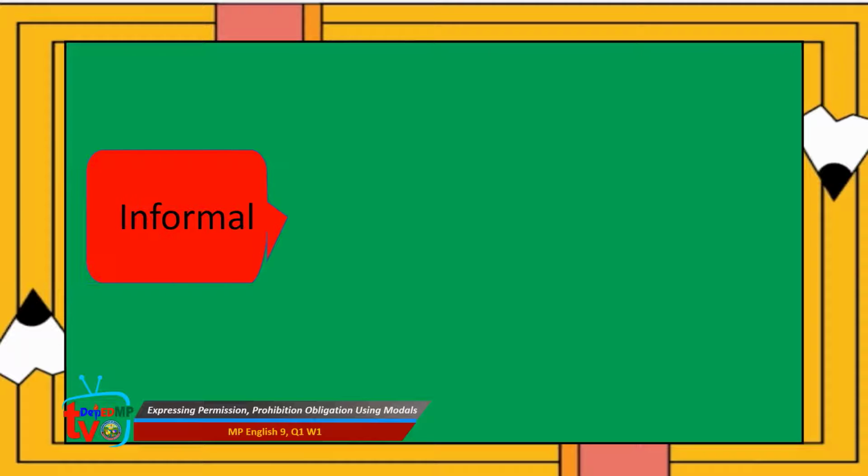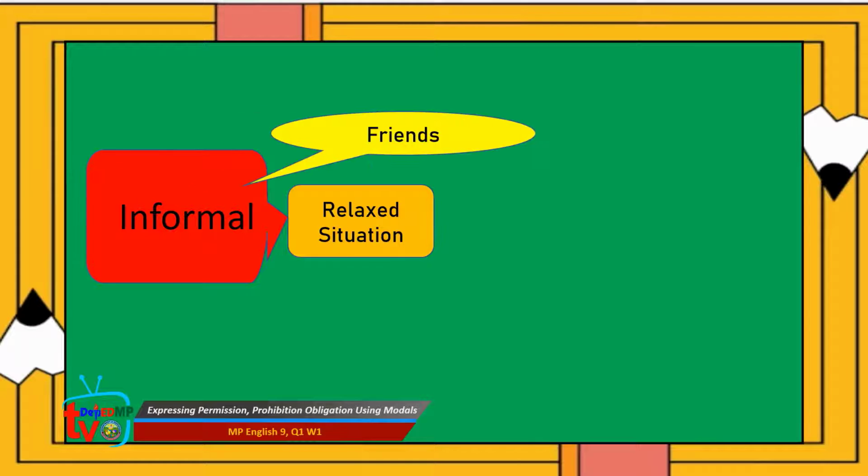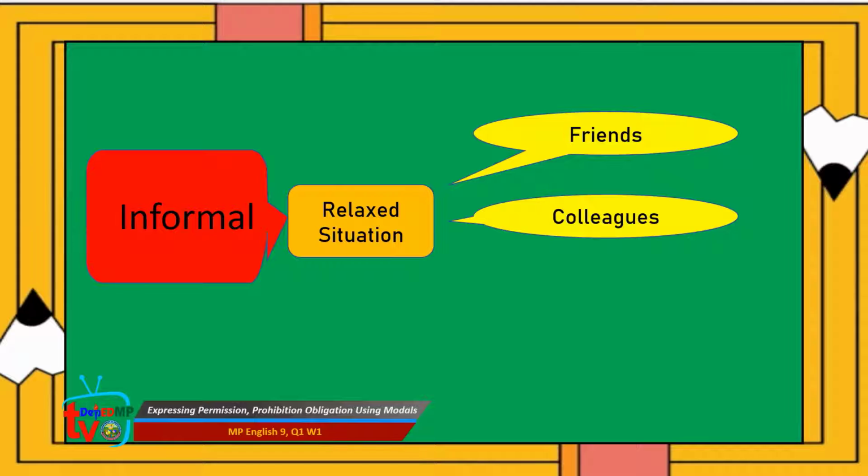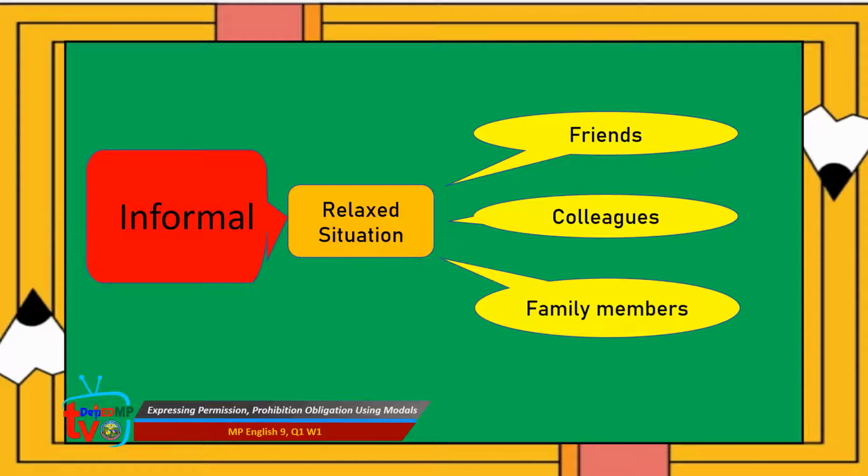Meanwhile, informal or casual situations are those situations wherein there is no position or superiority involved. It is also called relaxed situations. So examples of relaxed situations are chatting with your friends, your colleagues or co-workers, and chatting with your family members. I repeat, informal situations are relaxed situations such as chatting with your friends, colleagues or co-workers, and chatting with your family members.